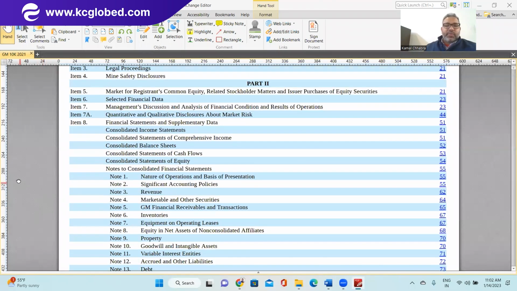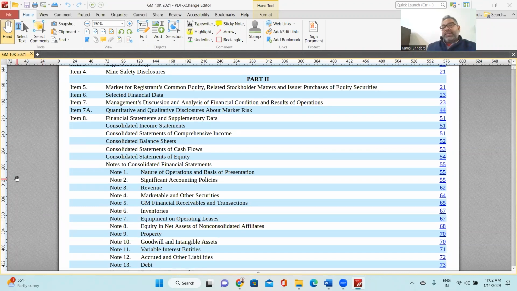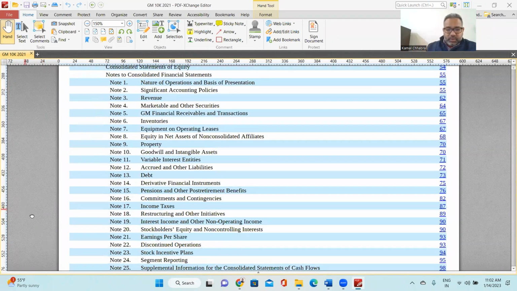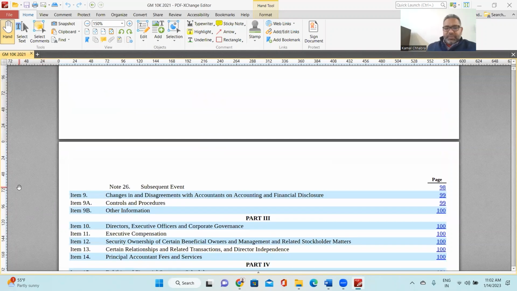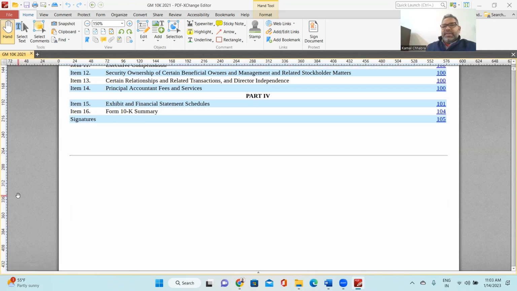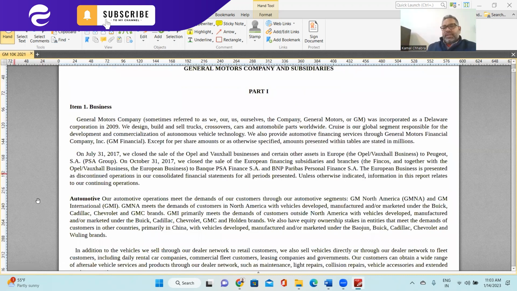The next item, if you see, is the quantitative and qualitative disclosures about market risk. Then financial statements and supplementary data. Here you will see the income statement, balance sheet, comprehensive income, cash flow statement, statement of equity, and notes to accounts. And in there all these notes to accounts will be coming up, right? And then if you see part three, that is directors, executive compensation, security ownership, and other relationship matters. And then the last one is certain exhibits to the financial statement and the 10K summary. That's the condensed financial statement. And this is how the overall financial statement will look.